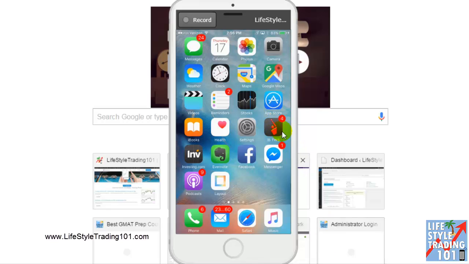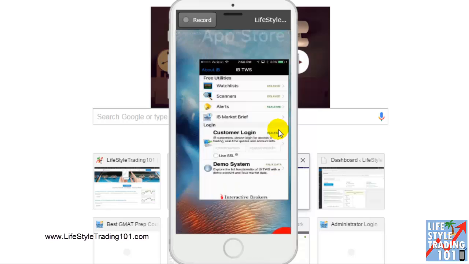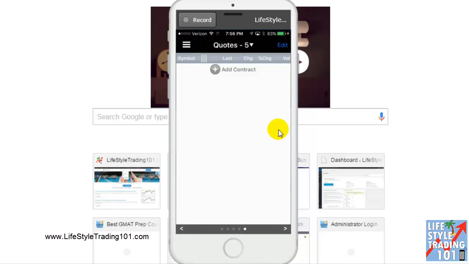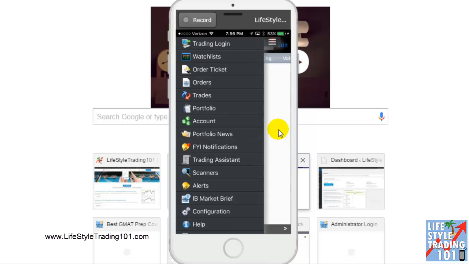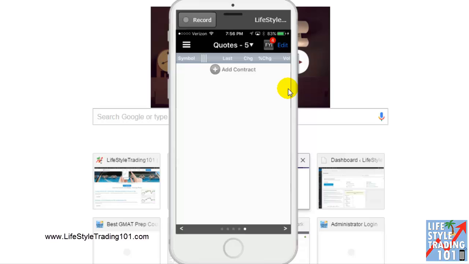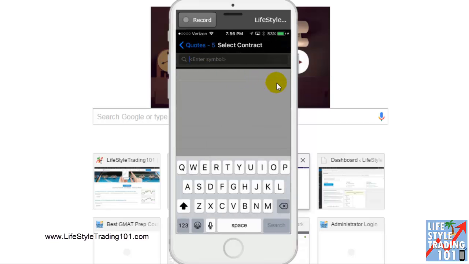So here I have my home screen. I'm going to tap the Interactive Brokers, my brokerage app right here, this one, and I will initiate it. I already have my fingerprint enabled, but basically you get to this screen and you have these options here. But on this watch list screen, this one on the top left, if you go there, then you'll end up on this add contract. And what you can do is you click on the add contract and you end up here.